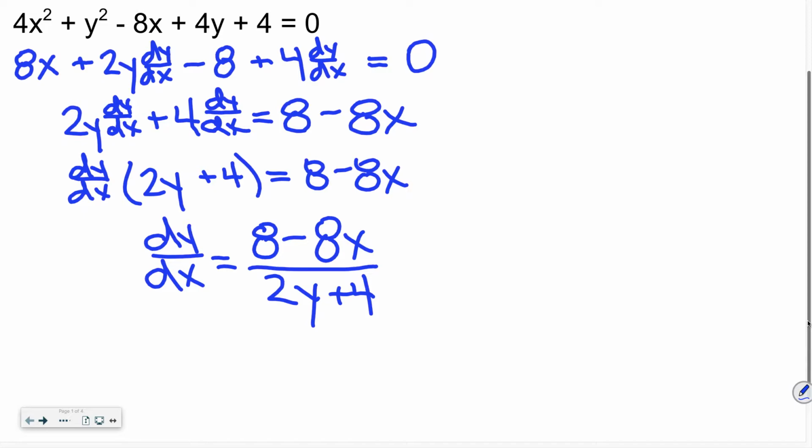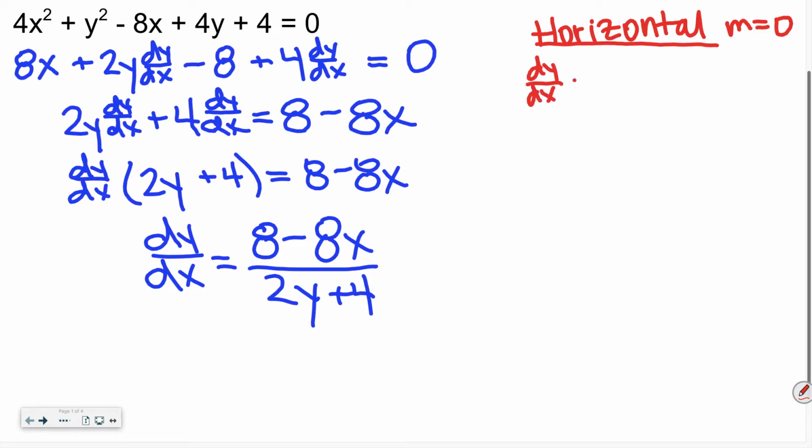All right. Let's go with the one we know how to do. We know how to find horizontal tangent lines. Horizontal tangent lines mean that our slope is what? 0. Our slope is 0. Okay? So here is my slope. I want dy dx to equal 0.